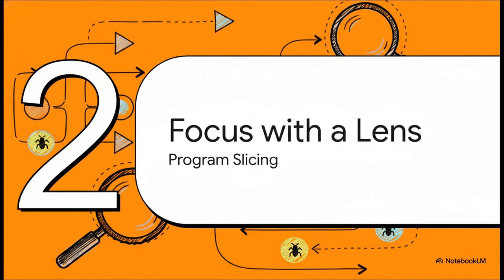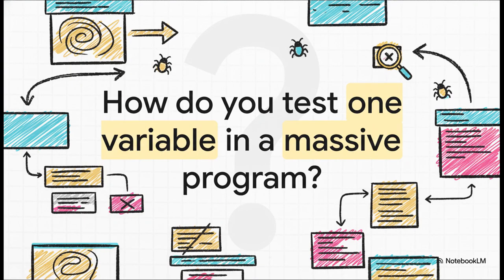All right, that's great for smaller stuff. But what about modern software? We're talking millions of lines of code. You can't just test the whole thing at once. You need a way to zoom in, to focus. And that's a huge challenge, right? Trying to follow one little variable through thousands or even millions of lines of code? It feels impossible. It's like trying to find one specific needle in a giant stack of other needles.